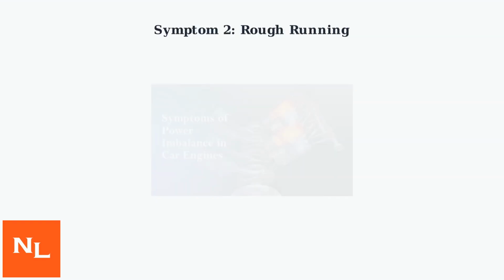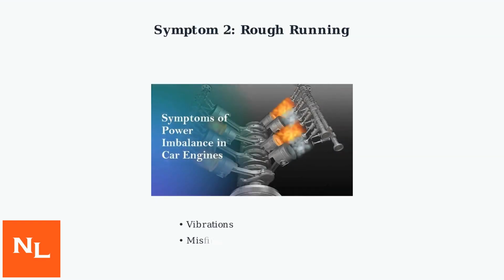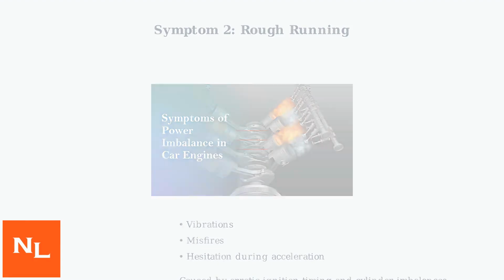Rough running is another common symptom of a vacuum leak. You might notice vibrations, misfires, or hesitation when accelerating. This happens due to erratic ignition timing and imbalances between cylinders because the air-fuel mixture is off. The engine isn't operating smoothly.